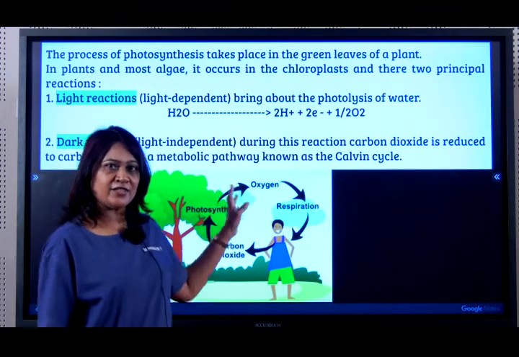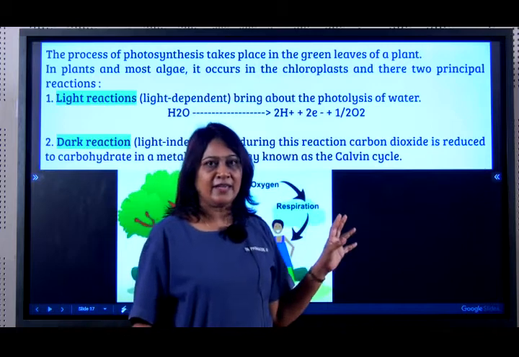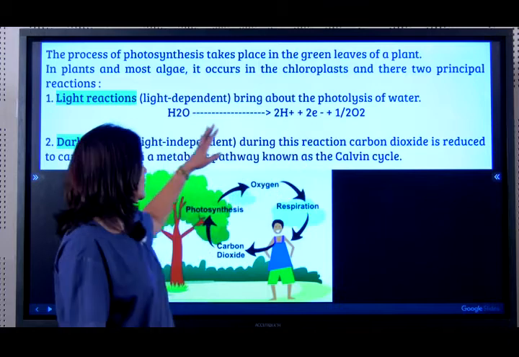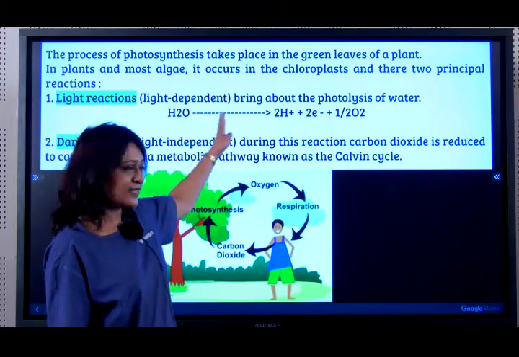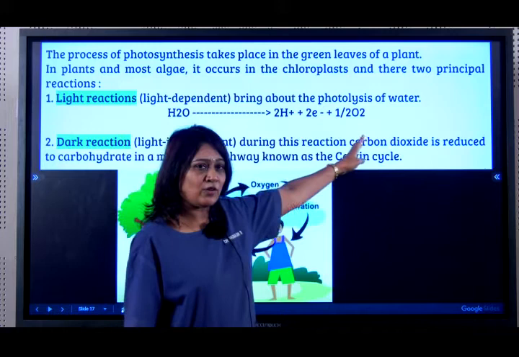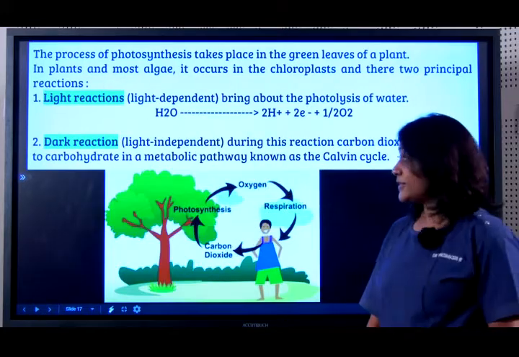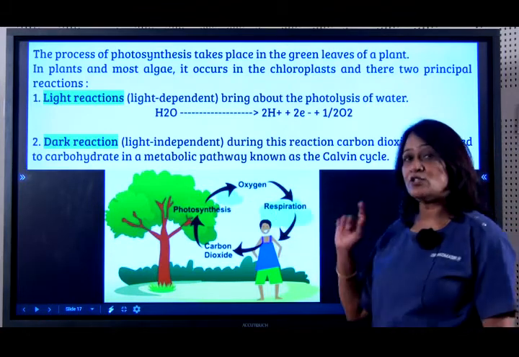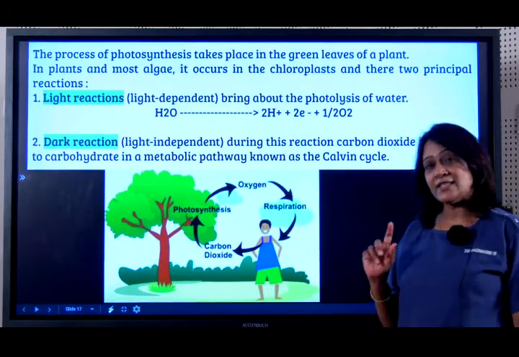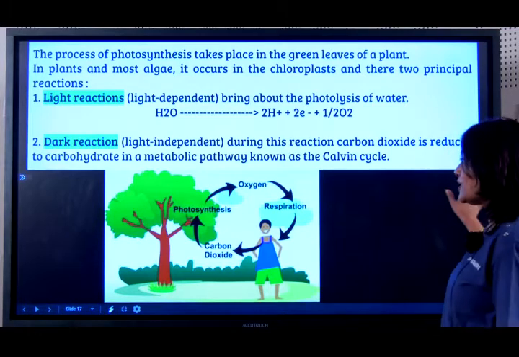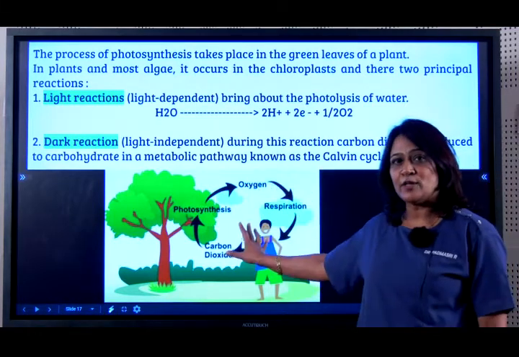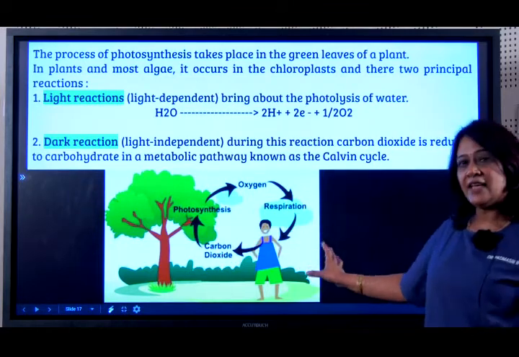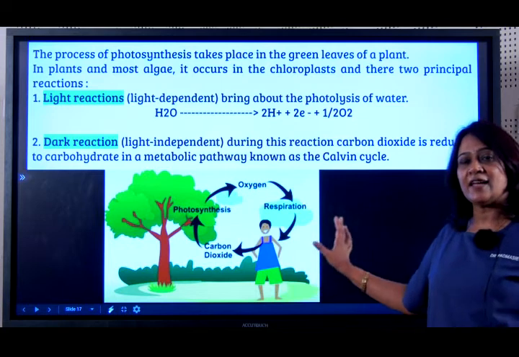Now the light reaction is dependent on light, and this brings about the photolysis of water. Lysis means breakdown. So water here in the presence of light is broken up into hydrogen and oxygen is released. So is light reaction the only thing? No, you have a dark reaction, and as the name says, it is not dependent on sunlight. What exactly happens here is that carbon dioxide is converted by a metabolic pathway into the food for the plant, which is carbohydrate, and this entire thing is called Calvin's cycle.